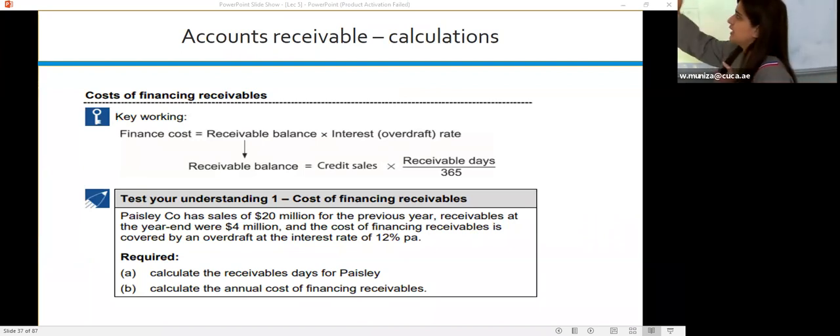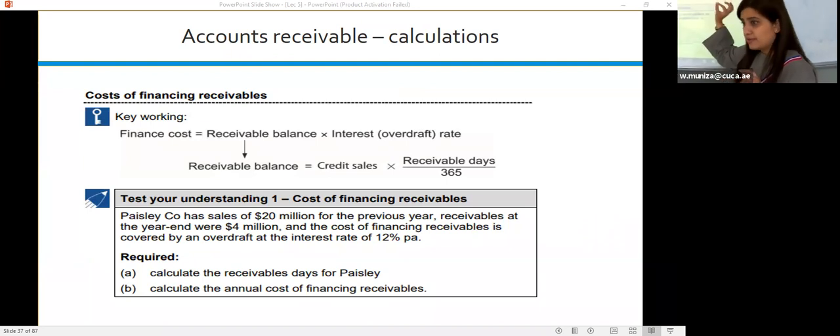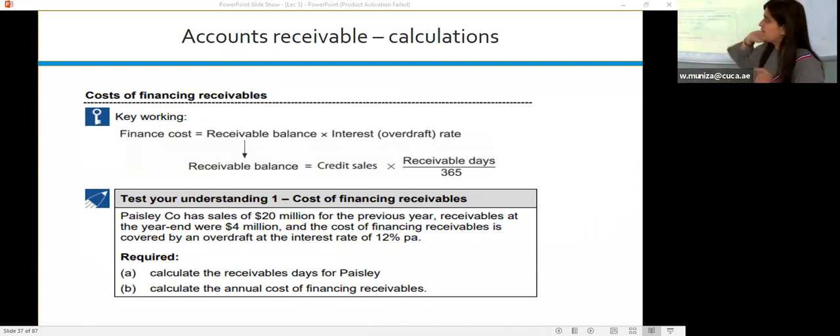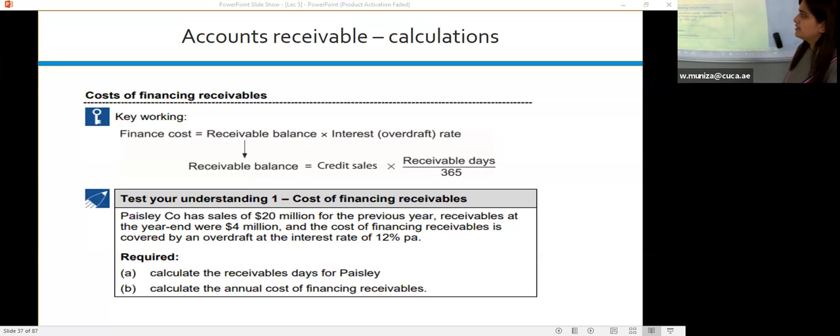Now, cost of financing receivables. Obviously, we do know that there is a finance cost related to the receivables. What is the finance cost? Receivables balance multiplied by interest rate. That is the finance cost simply. So receivables balance, how do we calculate? As we have seen in the working capital investment scenario as well, receivable days multiplied by credit sales divided by 365. So here is the question: calculate the receivable days for past day, calculate the annual cost of financing receivables.